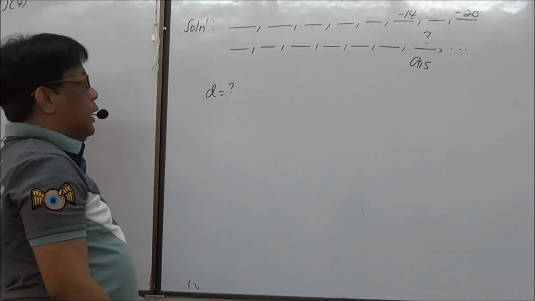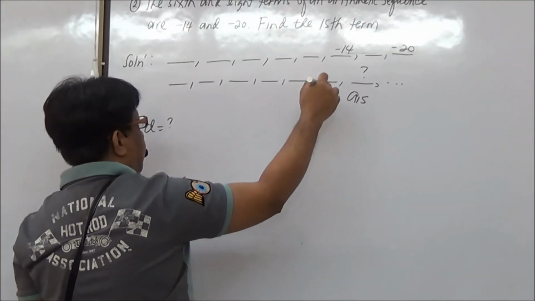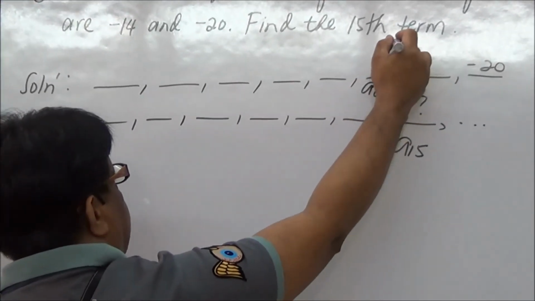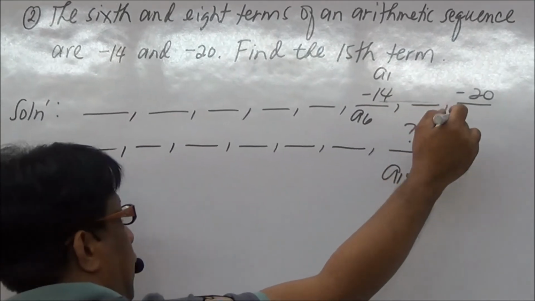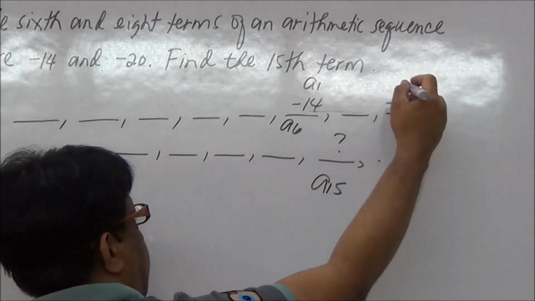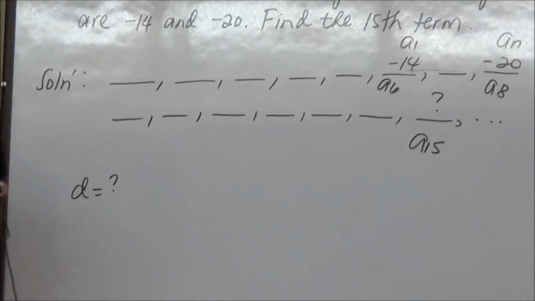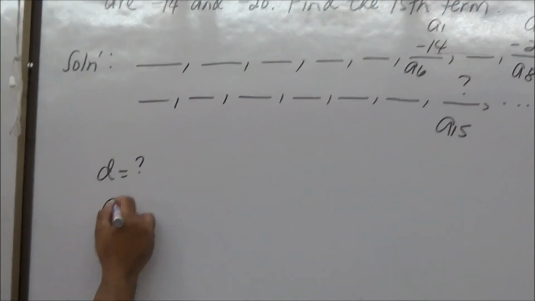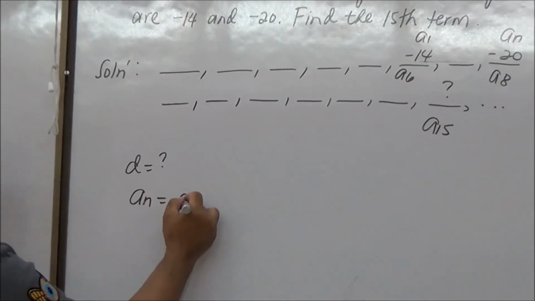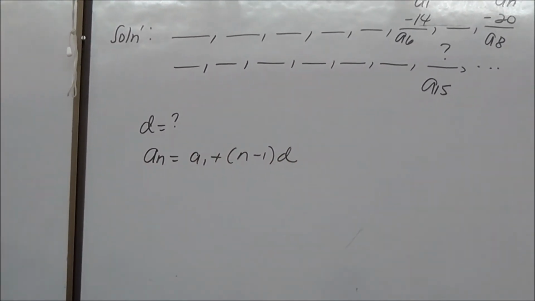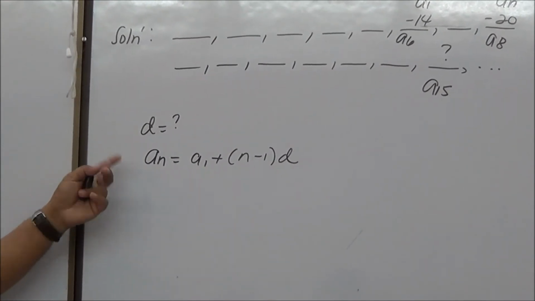Okay? So, let us have negative 14. Since we know that this is the 6th term, we can have this as a1. And since we have negative 20 as the 8th term, we can have this as your a sub n. And use the formula now, a sub n equals a1 plus (n minus 1) times d. Okay? So we can now define d.